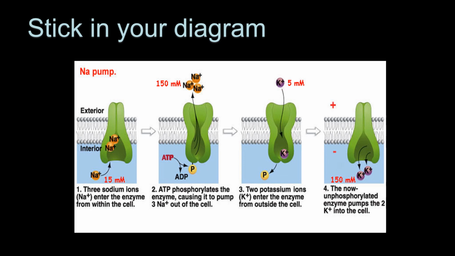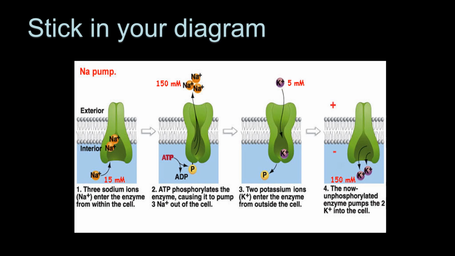So step one is your free sodium ions enter the enzyme from within the cell, so they enter this protein channel. Then ATP phosphorylates the enzyme, causing it to pump the sodium out of the cell, which is against the concentration gradient, and moving from the low concentration to the high concentration out of the cell.